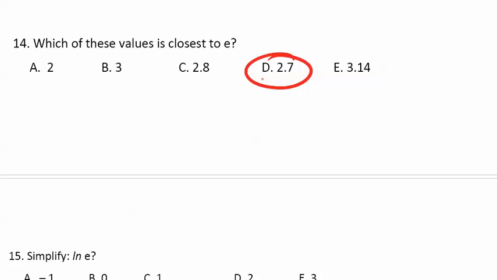Like you remember, pi is approximately 3.14, but pi is not exactly 3.14. Pi is irrational, never terminates and never repeats. Likewise, E is an irrational number. So this is not the value of E, it's an approximation of E.